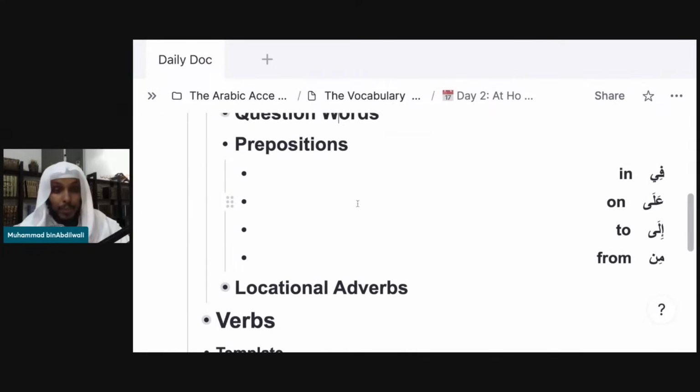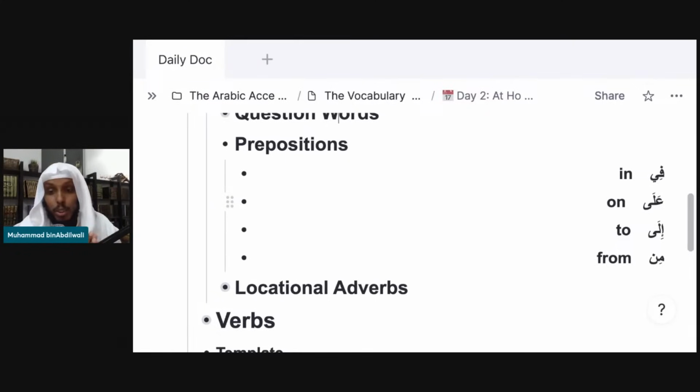Prepositions, we have four. Four prepositions. في, على, إلى, and من. Okay? في, على, إلى, and من. These four things. في means in. So fi means inside of. However, having said that, fi can also have other meanings. That's why prepositions are different, or the huruf al-jar. That's what they're called actually. But I don't want to make things difficult with Arabic terms at this stage.